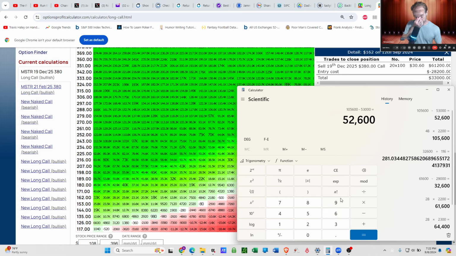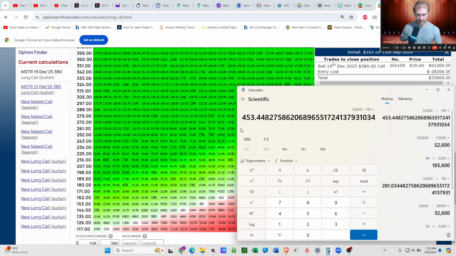And again, these would be getting called away at 116. So divided by 116, at that point I'd have to come up with 453 shares. So I'd have to let 5 of these get called away, and then I could pay to roll the others. So this is definitely not how I wanted this to be structured.